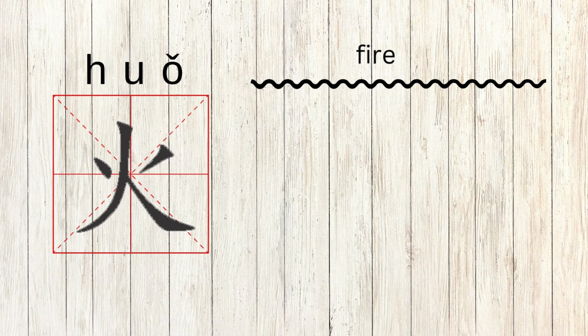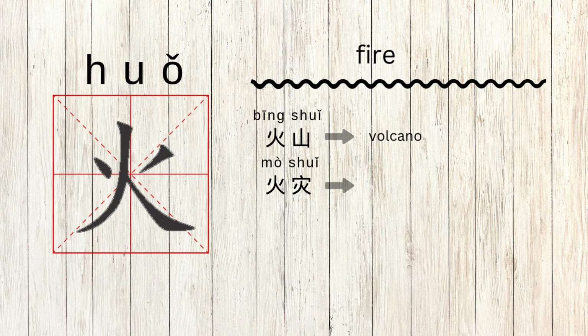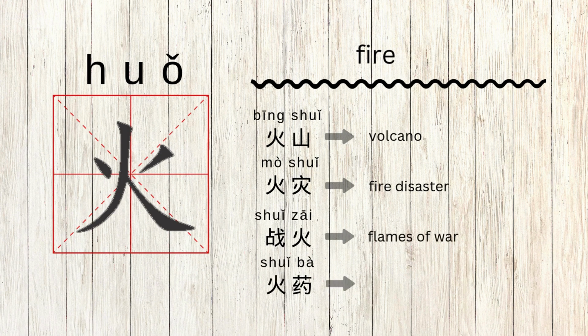For example, 火山 means volcano, 火灾 means fire disaster, 战火 means flames of war, 火药 means gunpowder.